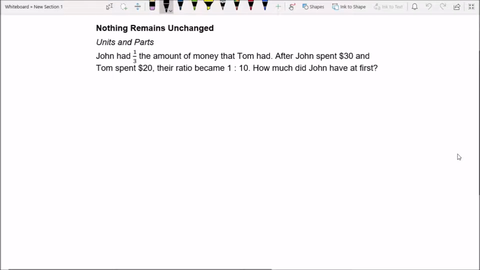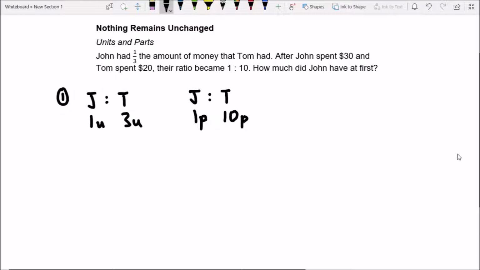John had 1/3 the amount of money that Tom had, so that's 1 unit for John and 3 for Tom. In the end, their ratio is 1:10. We can't tell whether the units in the left set of ratio is the same size as the units in the right set. So we will just call the ones on the left units, and the ones on the right we shall call parts. This is just to differentiate the 2 sets.